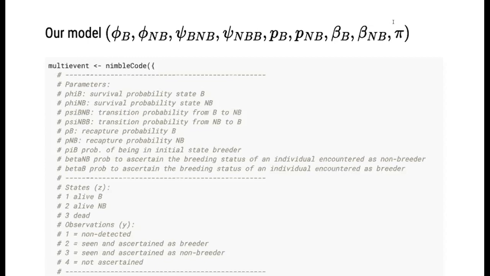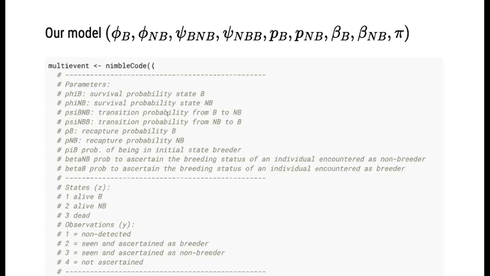So it should be, you can stick to pi, but maybe it's better to say that it's pi b to make sure. And the proportion of non-breeder individuals is 1 minus pi, of course. Okay, so again, it's a good practice to take some time to comment the code and define the parameters first, and then the states and the observations, okay? So that you can easily come back to that later on when you make your model more complex.